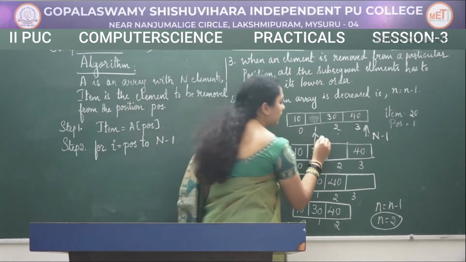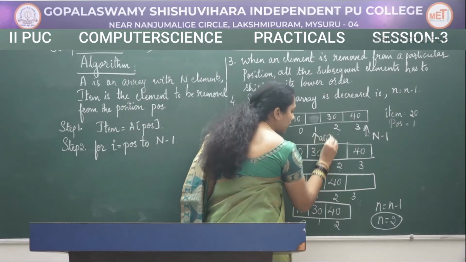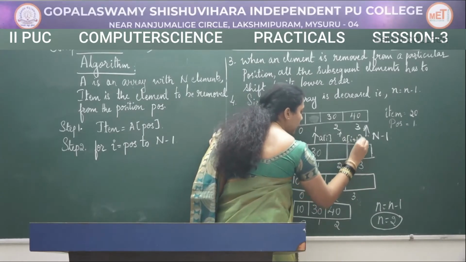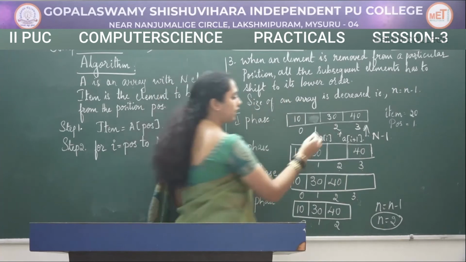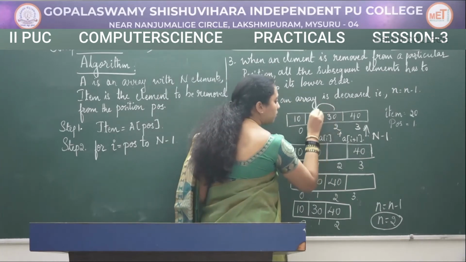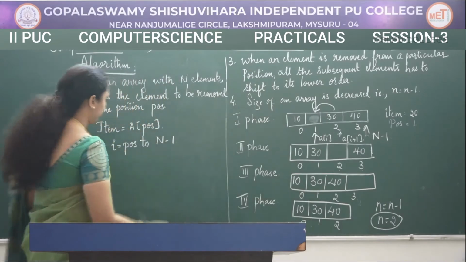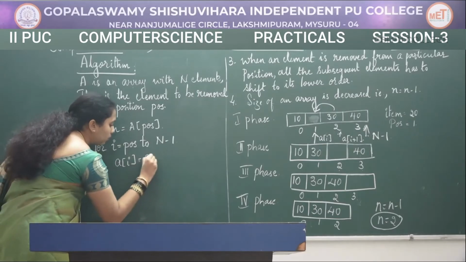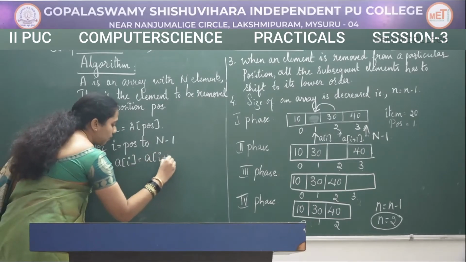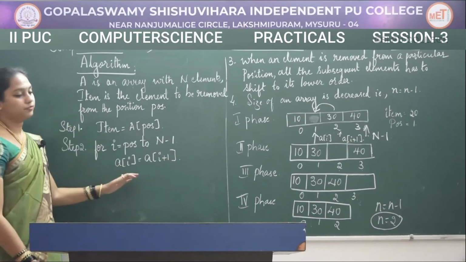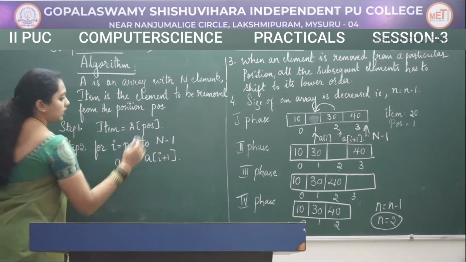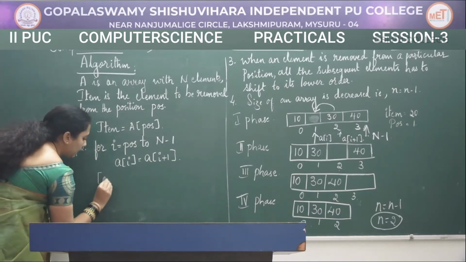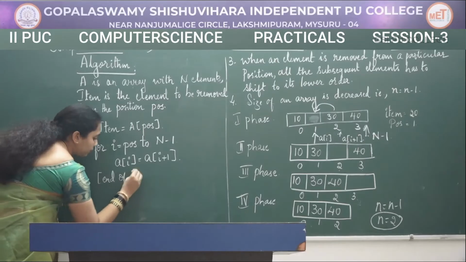So this is our A of ith position, and this is our A of I plus 1 position. So we are shifting from A of I plus 1 to A of I. So A of I is equal to A of I plus 1. So till the last element we have to shift to its lower order position. End of for loop.